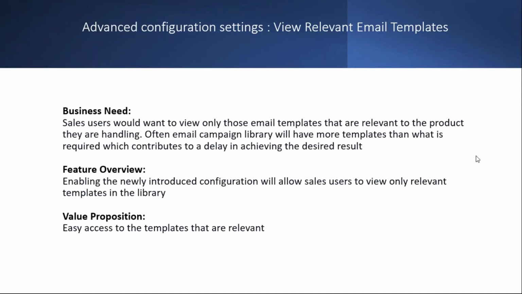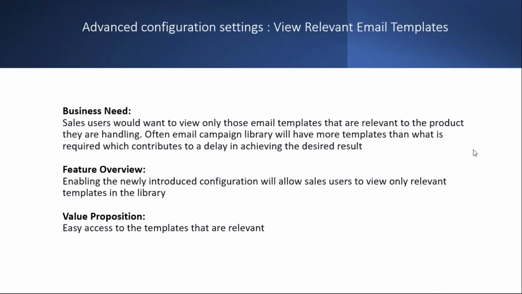So the first one is view relevant email template. Let's understand the business need with a use case. Take an example of a company with multiple sales users, where one sales user is responsible for selling online courses for students, whereas another is responsible for selling online courses for entrance exams and so on. If they all create email templates together to run a campaign, it creates confusion for the user. They often see an email campaign library with more templates than what is actually required for them. That usually creates a delay in achieving the desired result.